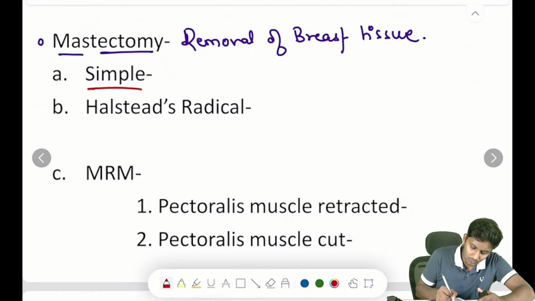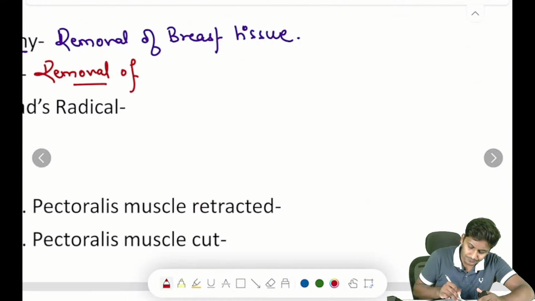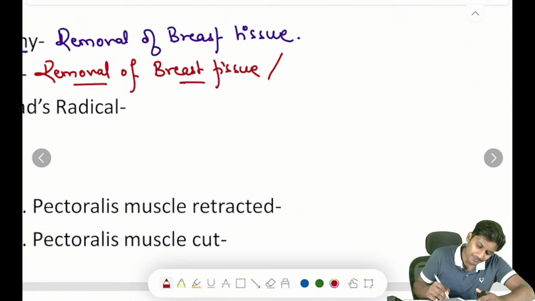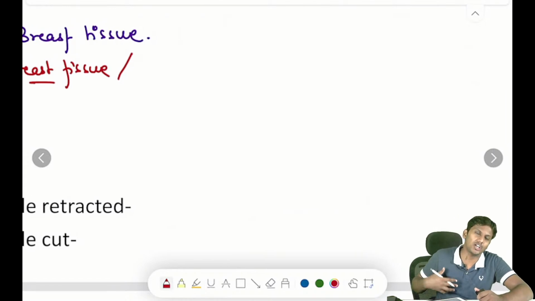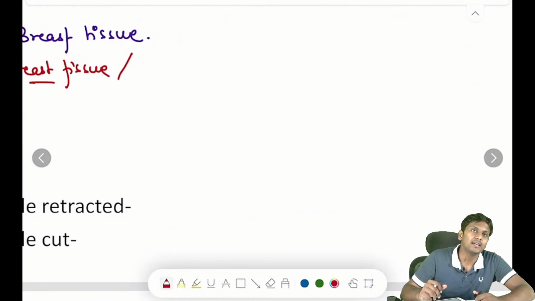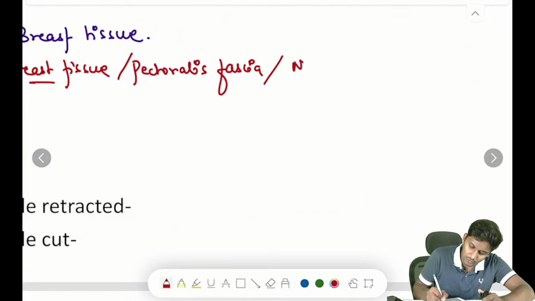Simple mastectomy, what do we remove? There are three structures that we are going to remove in a simple mastectomy. First is definitely the breast tissue. Second, you have to remember that breast tissue rests on which fascia? Breast is on the pectoralis fascia. A lot of the time the pectoralis fascia is commonly involved, so in a simple mastectomy we also have to remove the pectoralis fascia. And third important, we are also going to remove the nipple areola complex.